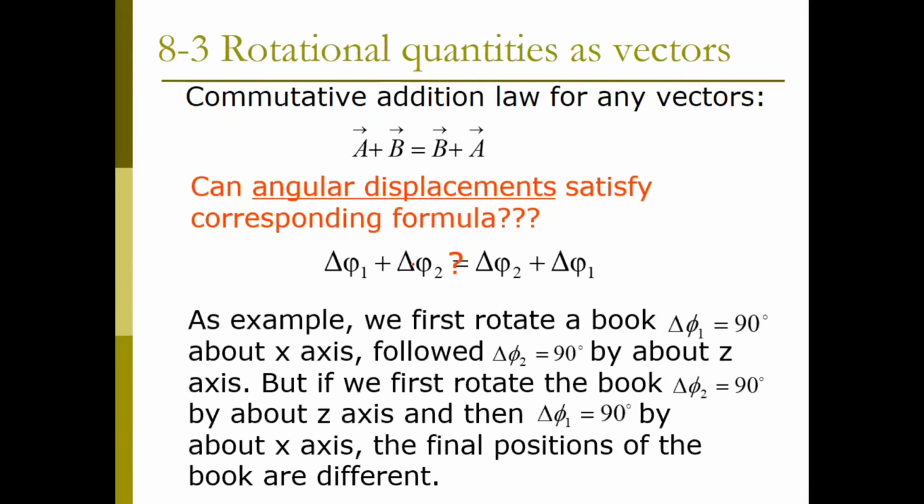As an example, we first rotate a book. So, let's say there is a book at delta theta 1. You rotate it by 90 degrees about the x-axis, followed by delta theta 2 at 90 degrees as well, about the z-axis. But if we first rotate the book by delta theta 2, which is 90 degrees, about the z-axis, and then delta theta 1 by 90 degrees about the x-axis, probably the final positions of the book are different.